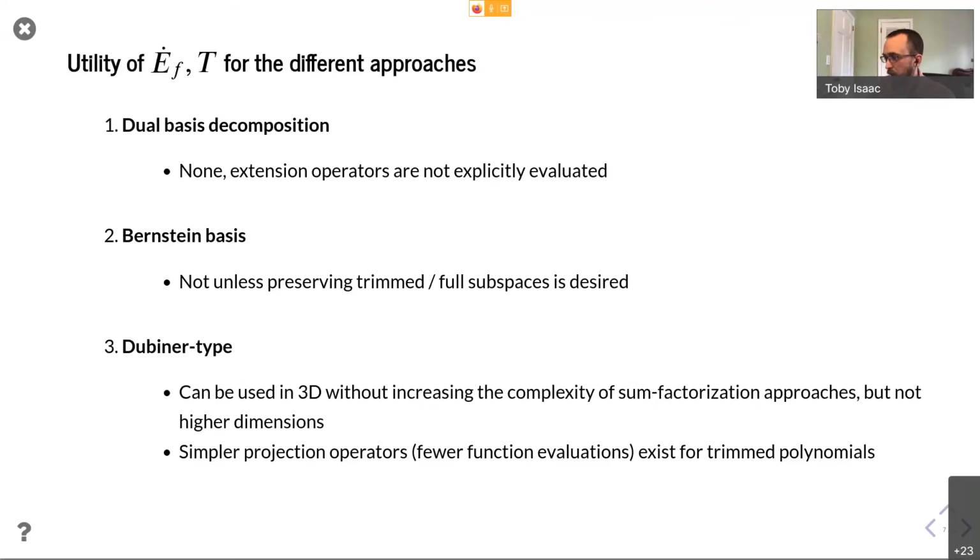One problem, though, is that it's hard to do sum factorization for all of the edges. So it's not a problem in the dimensions that we care about, up to 3D. You're not going to increase the complexity too much. You'll still have the same complexity as if you were doing sum factorization, but you would increase the complexity if you went to higher dimensions, like 4D or something like that. And there are simpler extension operators that you could use for trimmed polynomials if you wanted to. So although the extension operator is universal, it's not really the simplest one you would use in all cases.